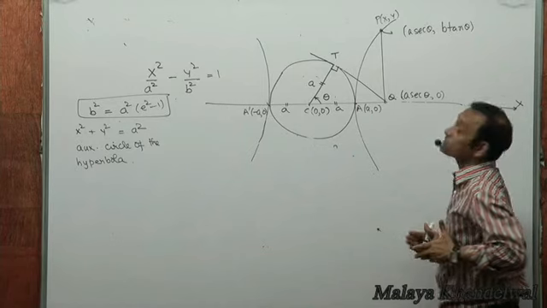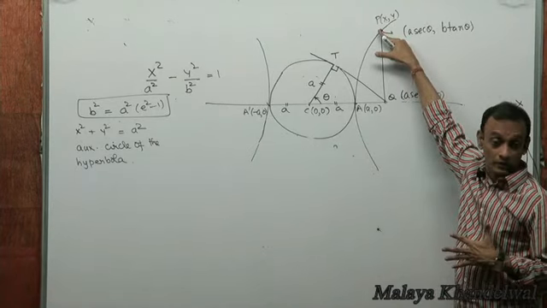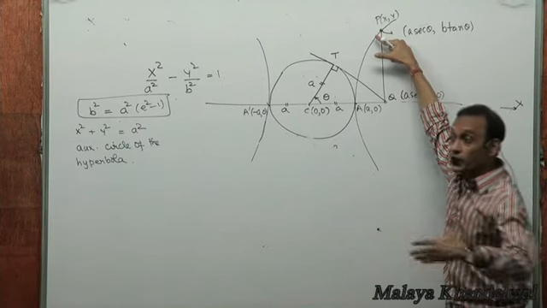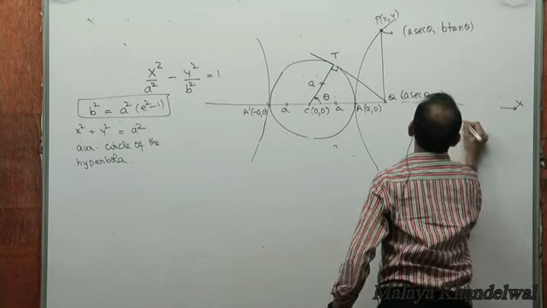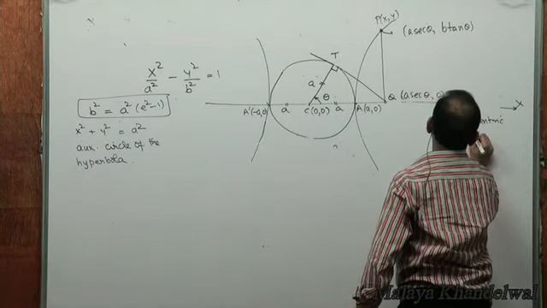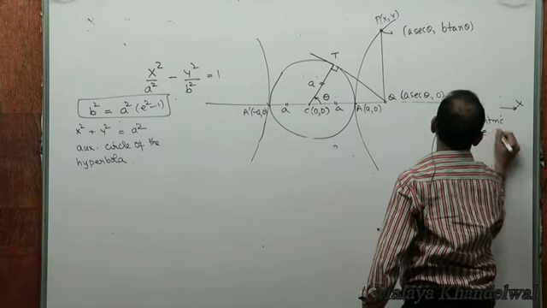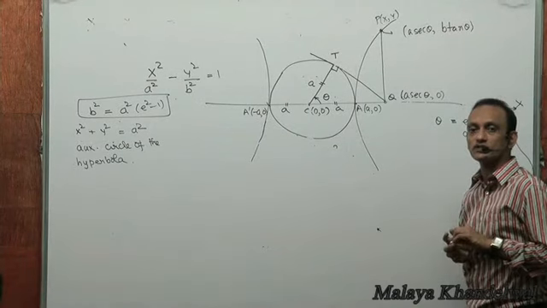This theta is called the eccentric angle of the point P. Right? We had eccentric angles in ellipses also, remember that? This theta is called the eccentric angle of the point P.